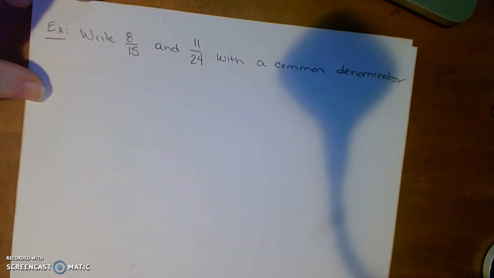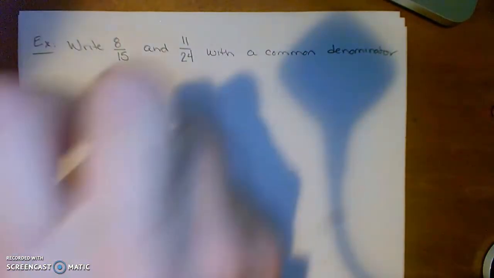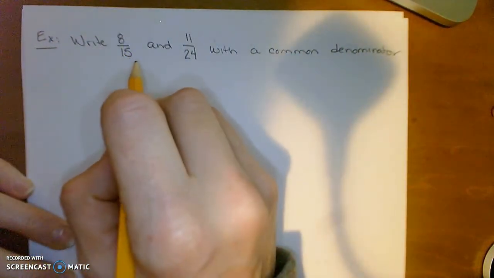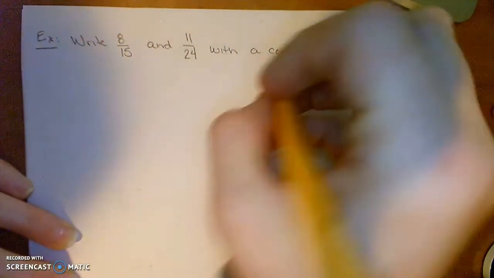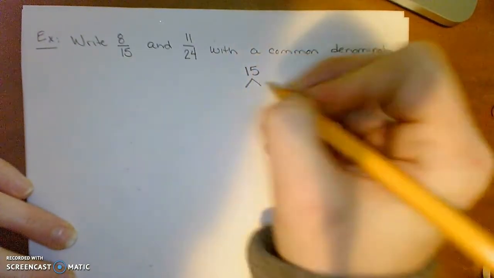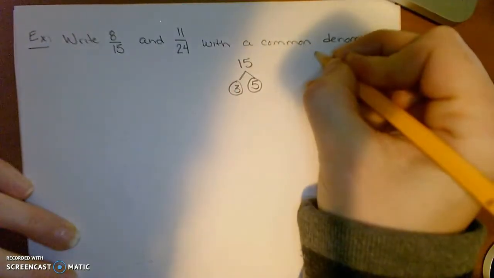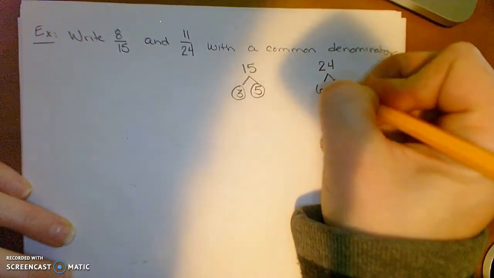All right, let's do one more example. Let's write 8/15 and 11/24 with a common denominator. And again, this one's hard for me to just think of the number off the top of my head that they both divide into. So I will write 15 in its prime factored form. 15 is 3 times 5. That one's easy. And 24 can be broken down into 6 times 4.